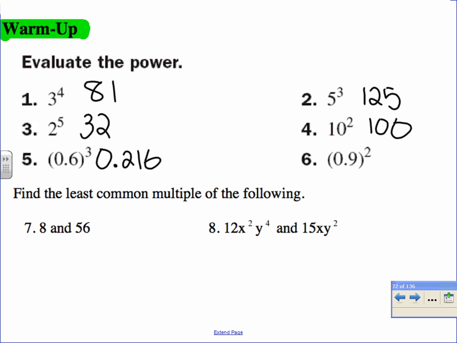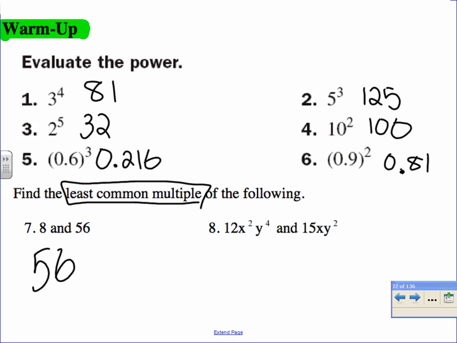Good. 0 and 216 thousandths. You could also just say 216 thousandths. You could also just say 0.216. It doesn't matter to me. Adam, number 6. Good. 81 hundredths. Okay. Number 7. I know it's been a while. We need to find the least common multiple. I wanted to make sure you guys didn't forget this. What is the least common multiple of number 7? Emma M. Good. 56.